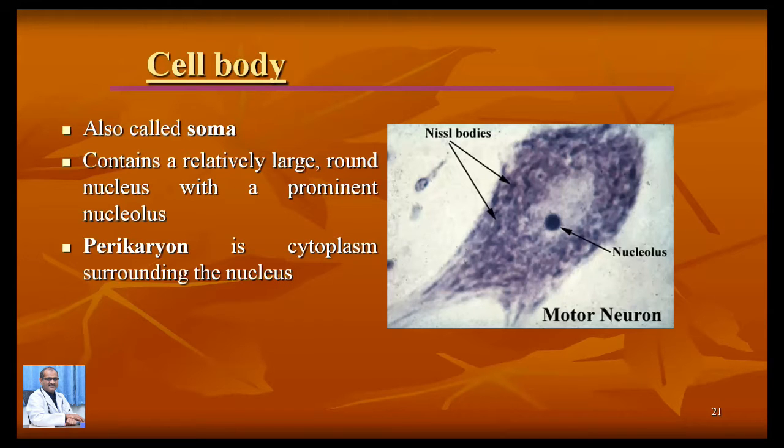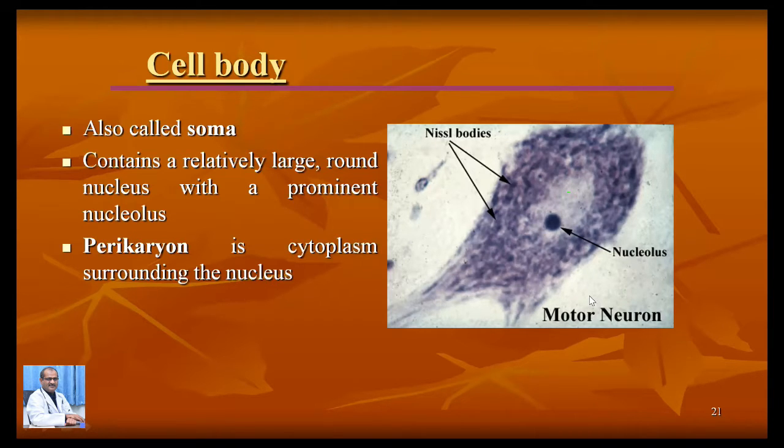And what's a cell body? It's also known as the soma, which means cell body. It contains a relatively large round nucleus with a prominent nucleolus. So this is the cell body, containing the nucleolus with Nissl bodies. And the perikaryon is the cytoplasm surrounding the nucleus.